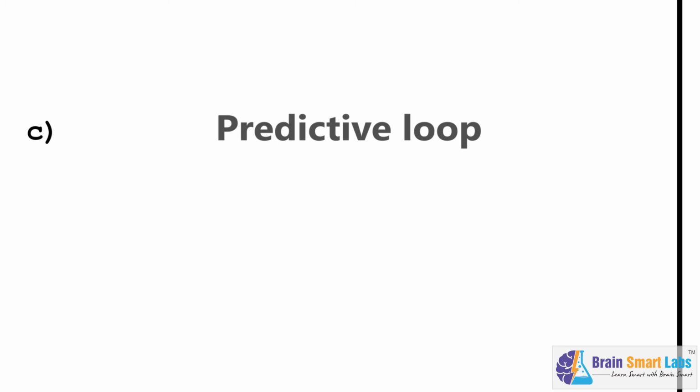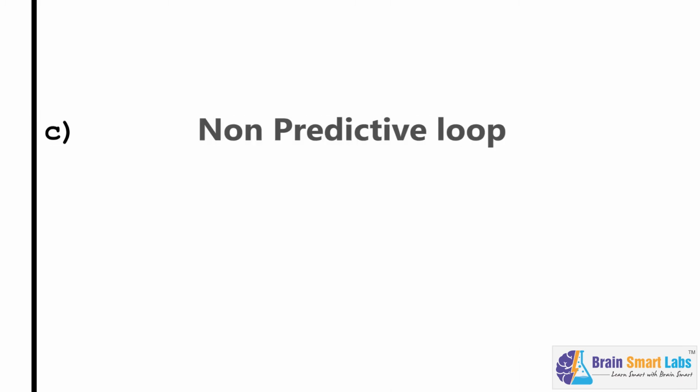The for loop that we use is a predictive loop, as you can predict the number of loop cycles clearly by seeing its declaration in the first line. Whereas a while loop is a non-predictive loop, as we cannot predict the number of loop cycles merely by seeing its declaration in the first line.